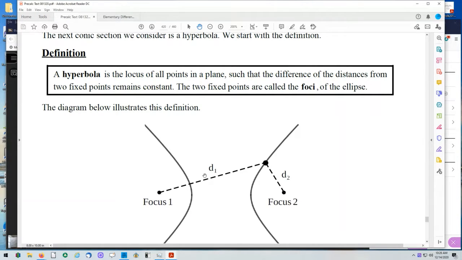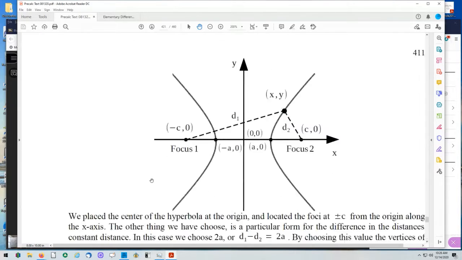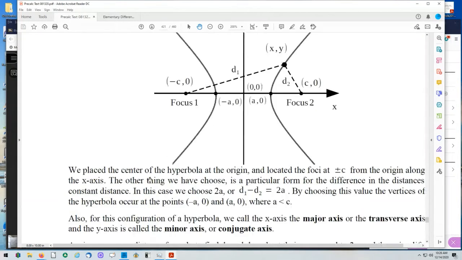In this case, D1 minus D2 is the constant, and in the other case D2 minus D1 is the constant. So I take D1 minus D2 as a constant. Again, throw on my Cartesian grid so I can use my distance formula. Let's call these points where they cross the x-axis the major, also called the transverse axis.